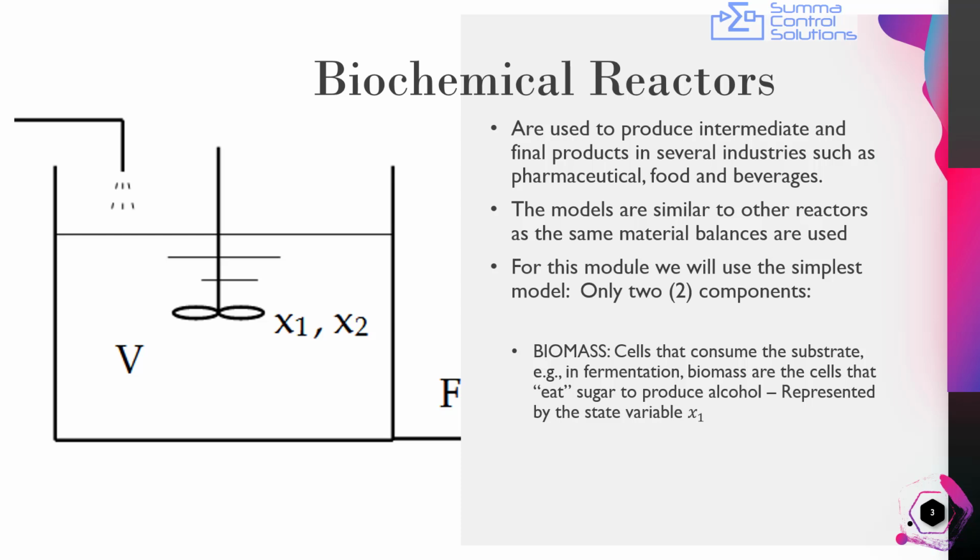The biomass concentration is going to be represented by the state variable x sub 1. And the second state variable x sub 2 is the substrate, or the sugar as mentioned in our fermentation example.